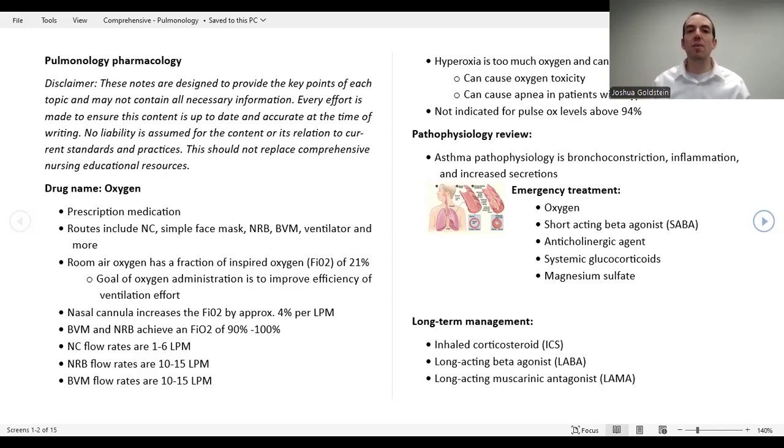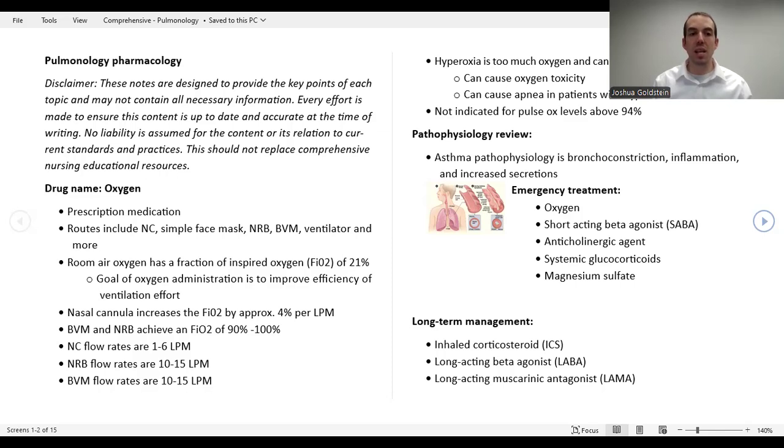A nasal cannula will roughly increase a patient's FiO2 by about 4%. FiO2 is how much of the air they're breathing is oxygen. Remember, right now we're breathing 21%, and with each liter we give them via nasal cannula, we're bumping it up. So if I put a patient on 3 liters nasal cannula, 3 times 4 is 12, 12 plus the 21%, that patient is now breathing roughly 33% oxygen as opposed to all of us.